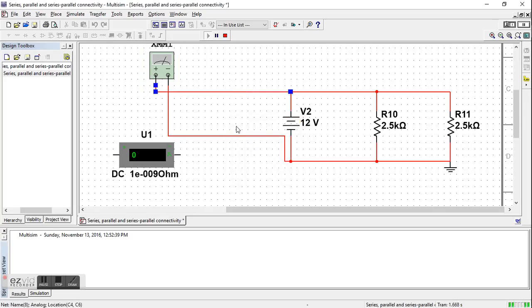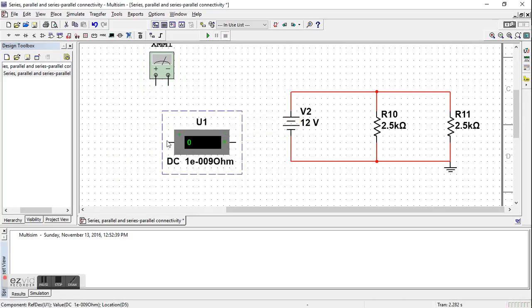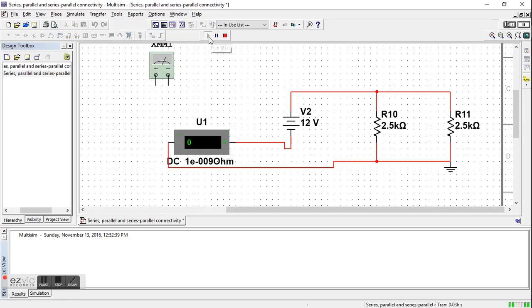And for the total current, again an ammeter, positive side to the negative side of the circuit, run, and now it shows 9.6 milliamperes.